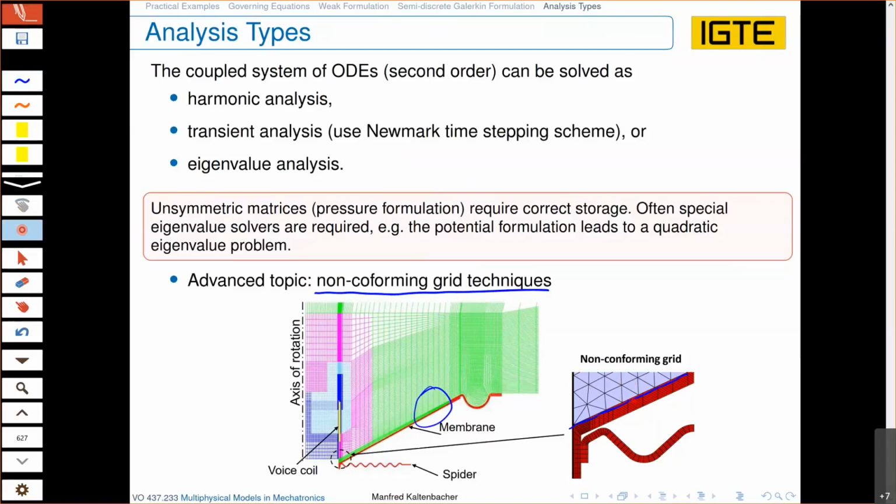Now, to give you the motivation, this has a thickness of about 1 to 2 millimeters. Yeah, and then you have to discretize this membrane. On the other hand, don't forget, we have a wavelength which is 340 over the frequency. Let's say we are interested in the radiation at 1 kilohertz. Then you see it is 0.34 meter. So you see this big discrepancy you have, and therefore it is highly beneficial when you can have such methods as non-conforming grid techniques.